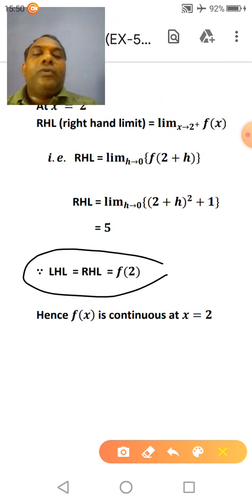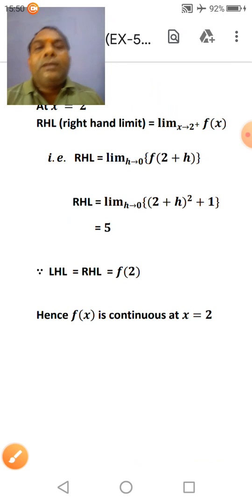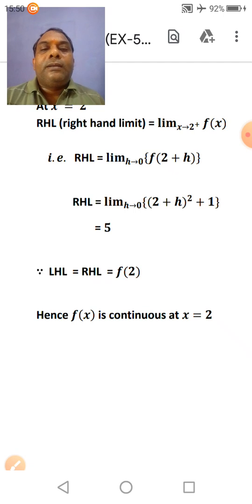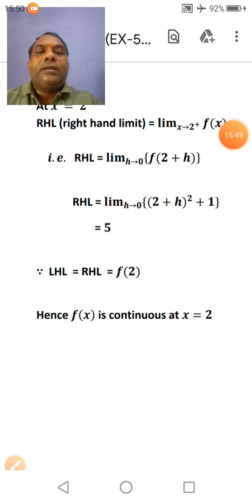Clear? So students, you have to remember, to prove that the given function is continuous at the given point, you have to show that LHL = RHL = functional value at that point. Clear? So now you have to solve the questions related to this topic. Okay students, thank you.